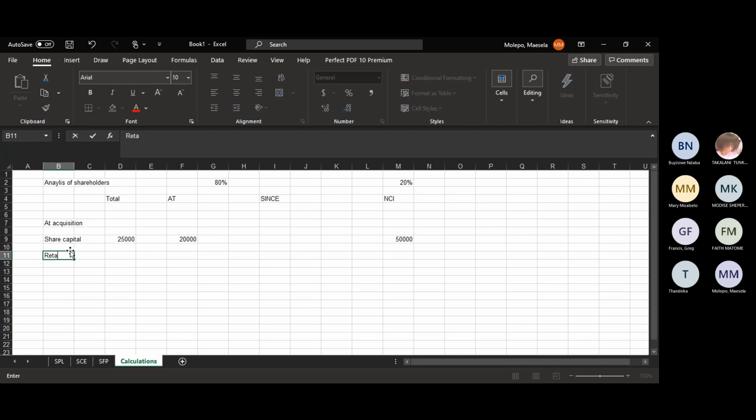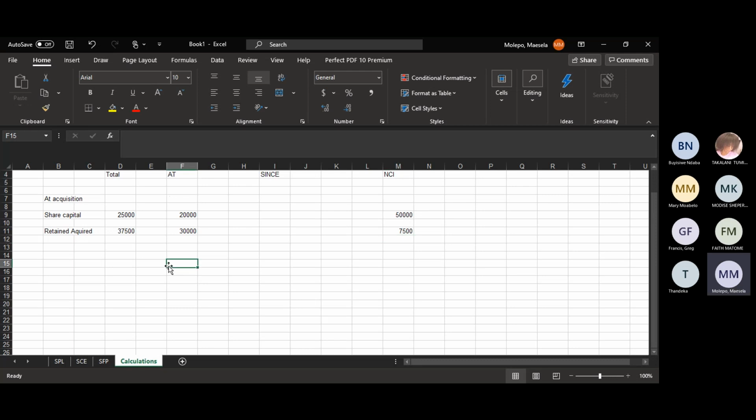And then on the retained earnings, at the date we acquired his interest, how much was the retained earnings? You check the information from the pre-adjustment trial balance. 37,500. We all agree, it's correct, 37.5. Then on the 80% part, it will be the 37,500 multiplied by 80%, which gives me 30. And then the difference will be 7.5.